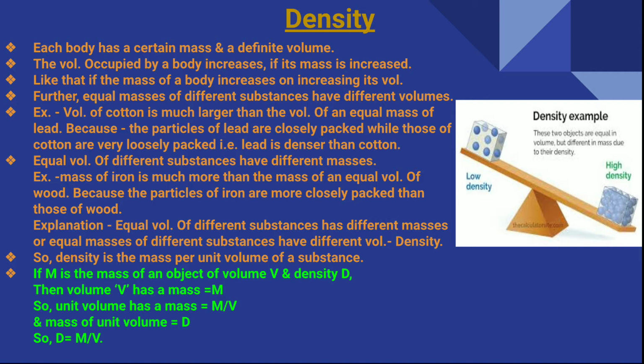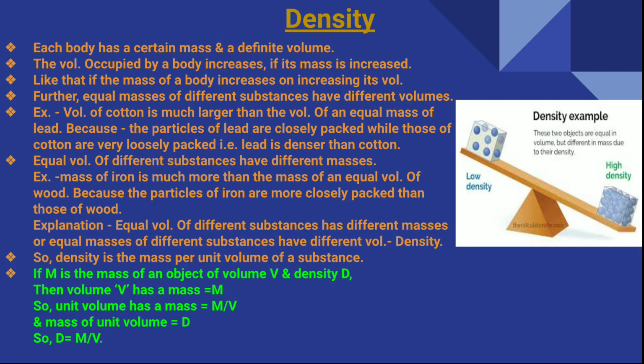Then, equal volumes of different substances have different masses. First, I told you that equal masses of different substances have different volumes. But next, I'm telling you that equal volumes of different substances have different masses. Volume is equal, but substances are different, so their masses will be different. For example, the mass of iron is much more than the mass of an equal volume of wood.